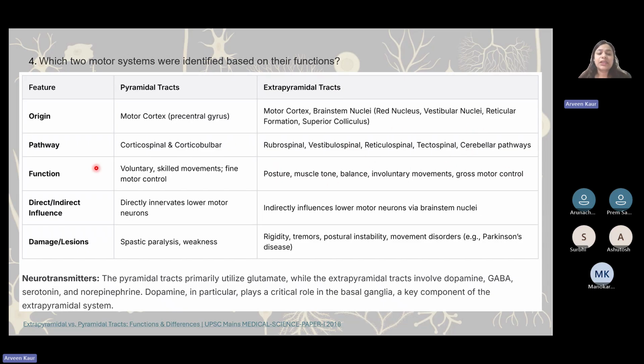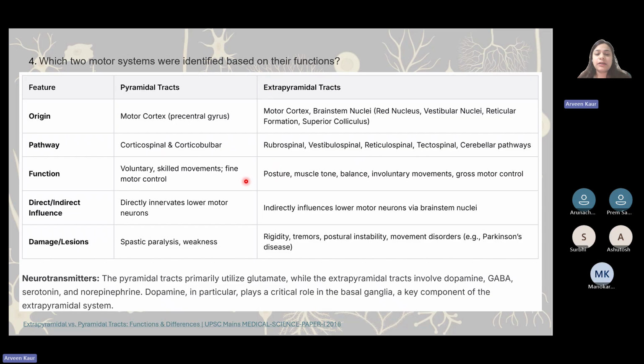The function of pyramidal tracts is voluntary as well as skilled movements and fine motor control, right? So if, for instance, I am thinking that I have to move this mouse, it is a voluntary movement. The signal that is going to come to my fingers and my hand to move the mouse is going to be through this pyramidal tract.